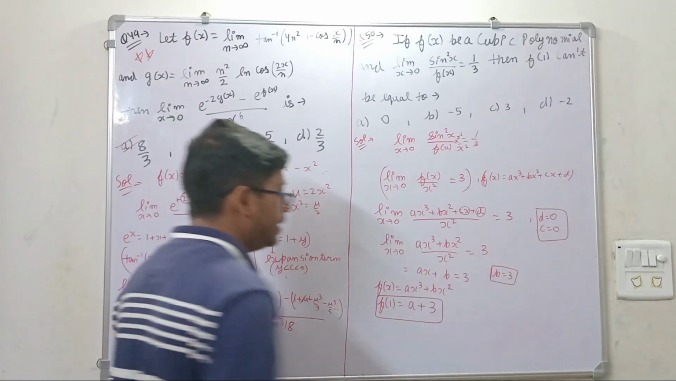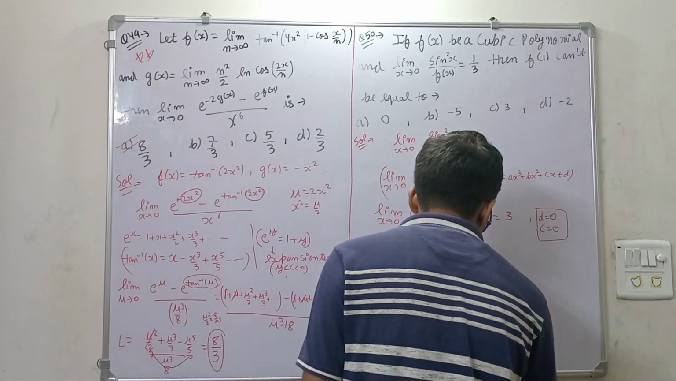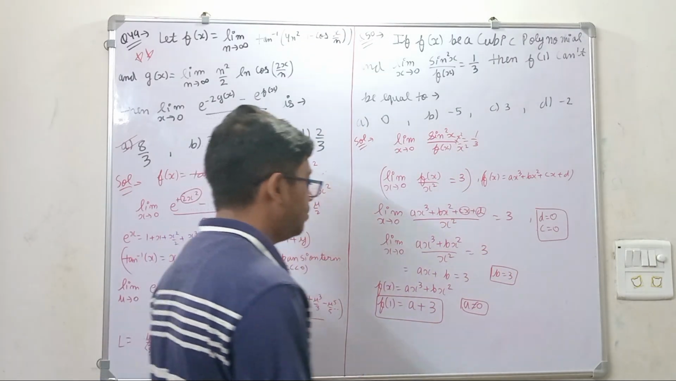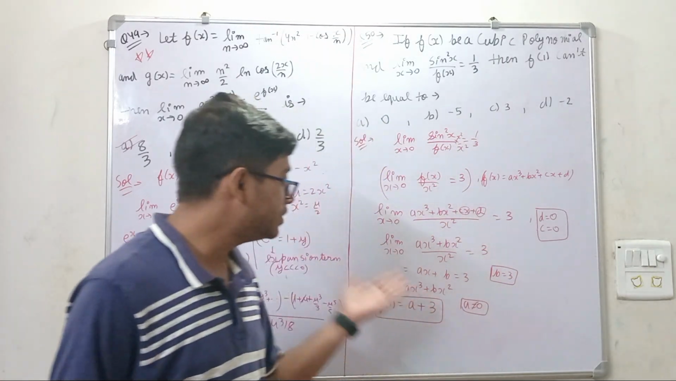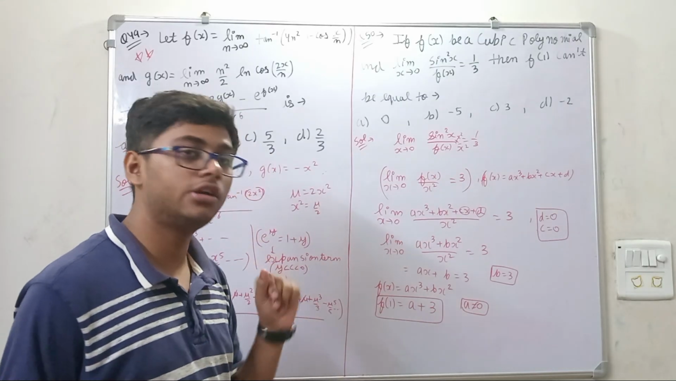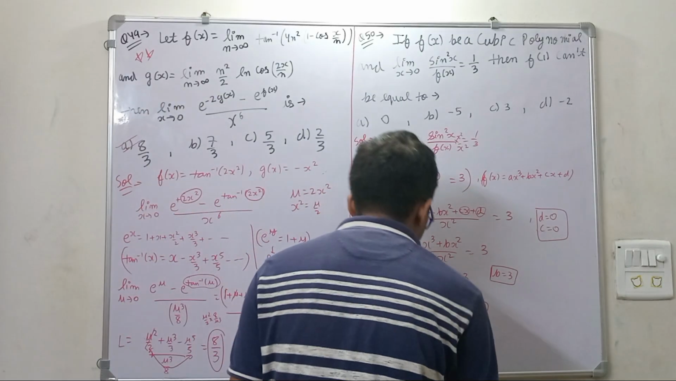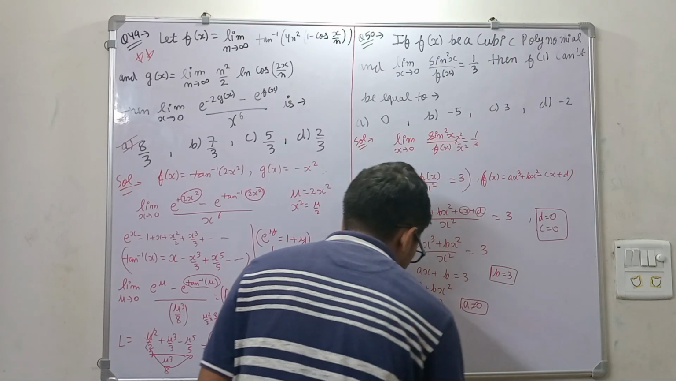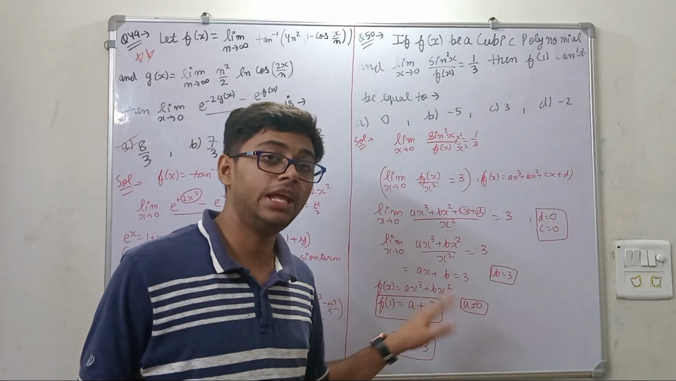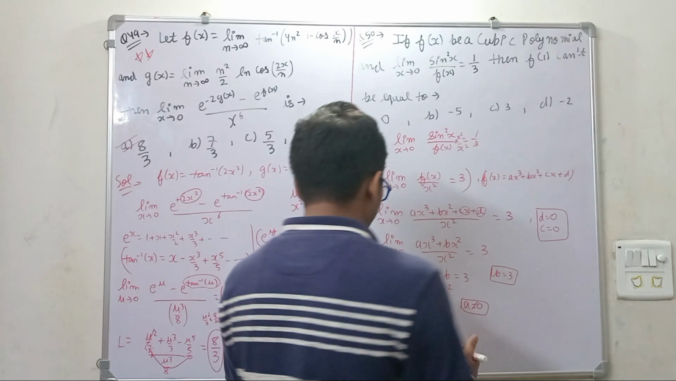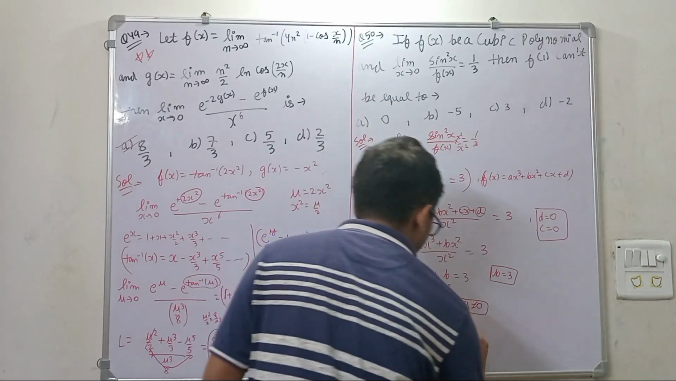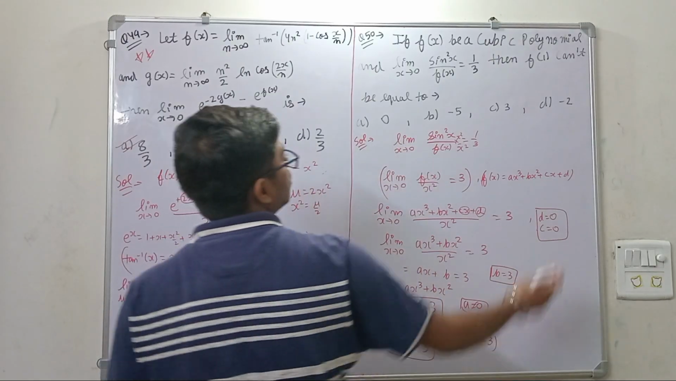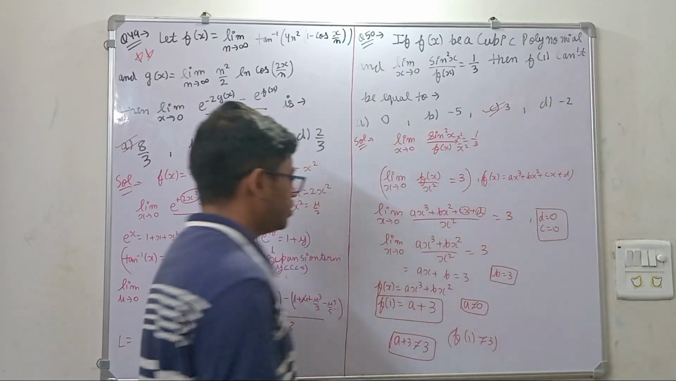And this a can never be equal to 0. Why? Because this is a cubic polynomial and the leading coefficient of x cube cannot be 0, otherwise it won't remain a cubic polynomial. So if a is not 0, then a plus 3 can never be equal to 3, because if it is equal to 3, then a will be equal to 0, which is not possible. Means a plus 3 is f(1), so f(1) will never be equal to 3, which is our option number C.